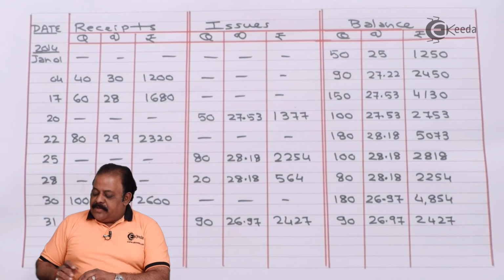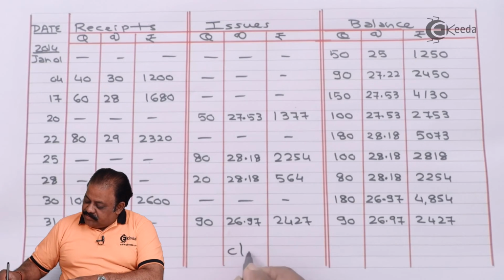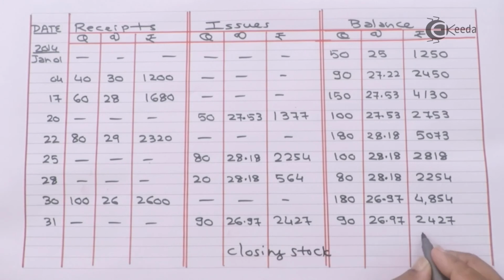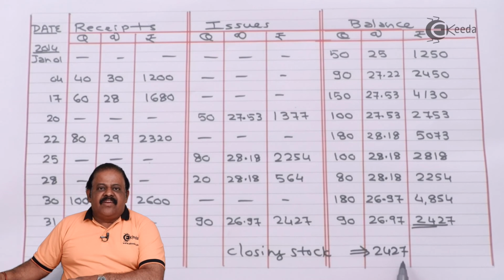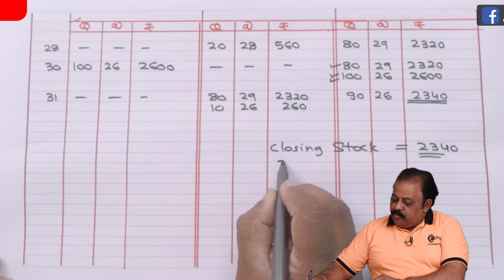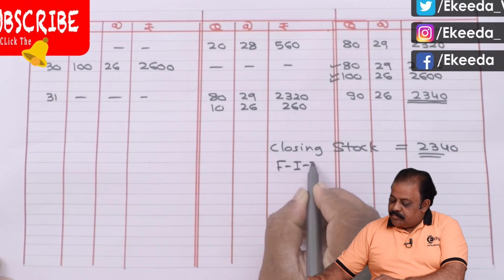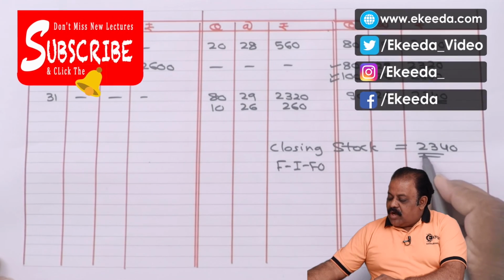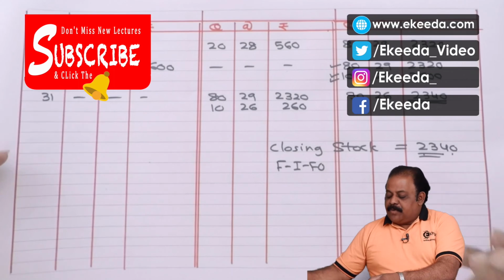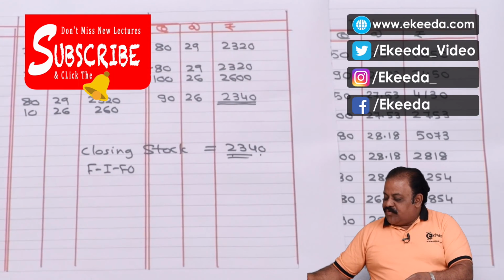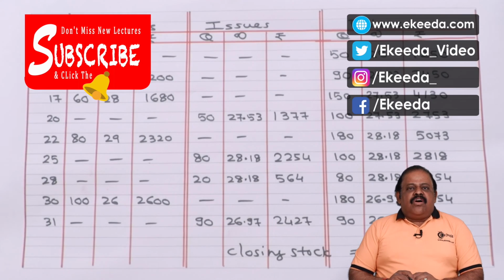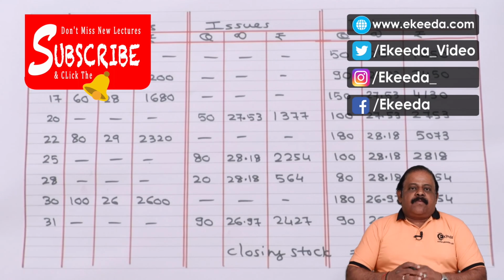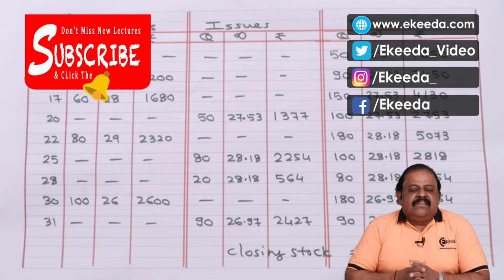Now as per weighted average basis, our closing stock is ₹2,427. As per FIFO, it was 2,340. As per weighted average basis, it is 2,427. So there is a difference in closing stock due to the difference in application of the method of valuing stock. This is what we have learned in this question.